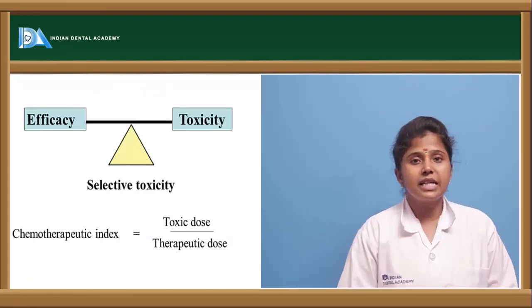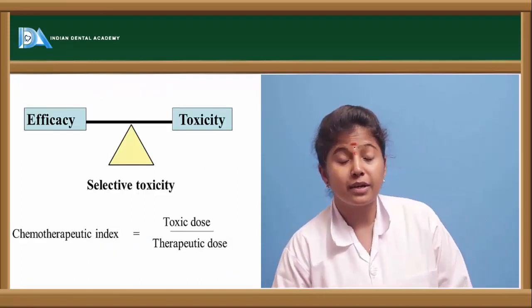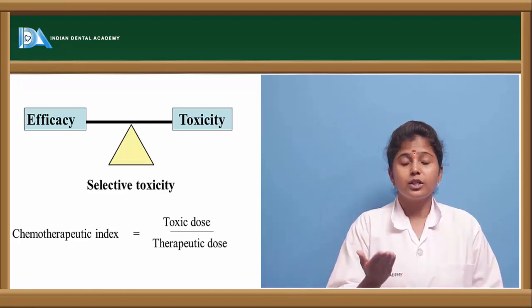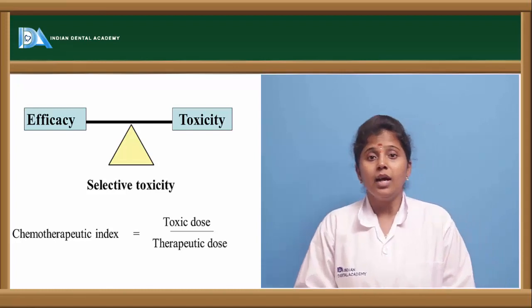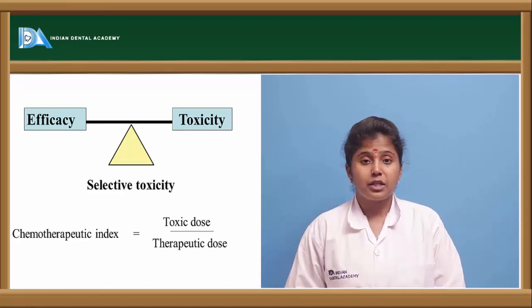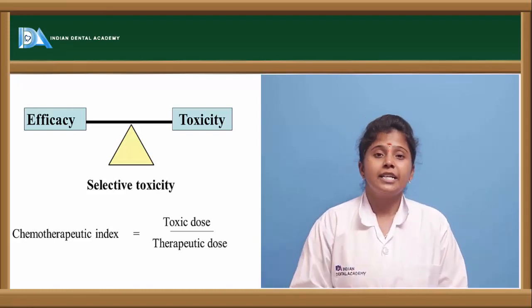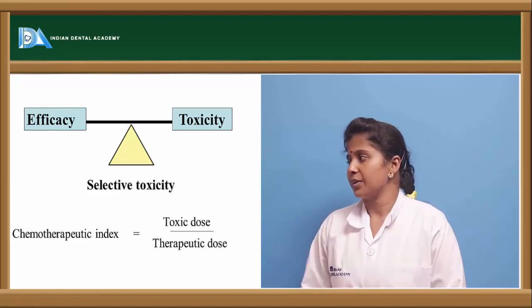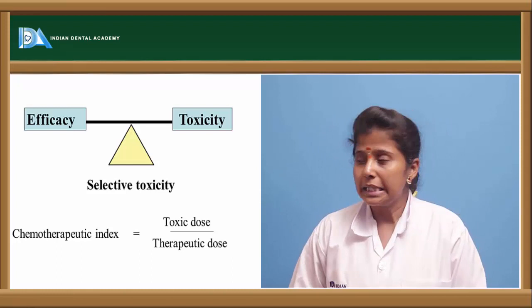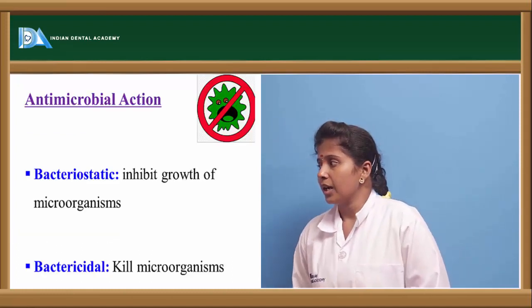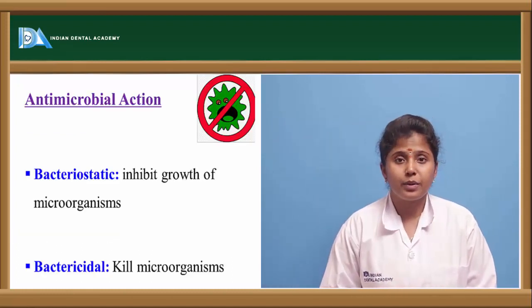So the antimicrobial should have selective toxicity. It has efficacy as well as toxicity, but it should be efficient for the patient and it should be toxic to the microorganism. The chemotherapeutic index is the ratio of toxic dose to the therapeutic dose. It should also have antimicrobial action.